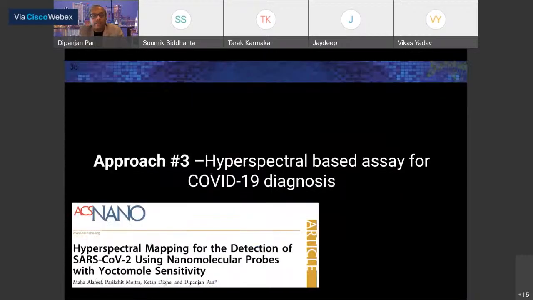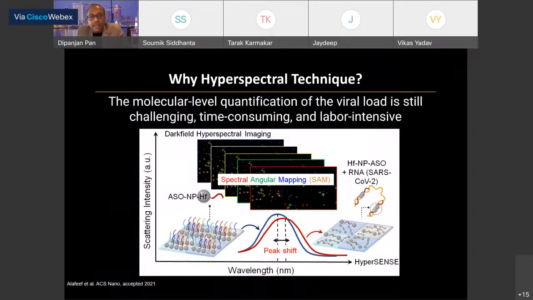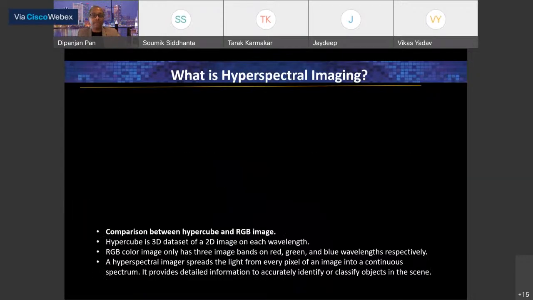Now, with that, I would like to talk about this approach and the hyperspectral based. So this is a molecular level quantification of viral load, but this is challenging and time consuming and labor intensive. So what can we really do to make this happen? So what we propose, and this is the first time someone is really proposing a hyperspectral technique as a method for biosensing. And we published the work in ACS Nano earlier this year, where we are showing that these unique microarrays can be developed, and we can rely on this spectral angular mapping or SAM and look at the peak shift that is happening in presence of the RNA. And a semi quantification can be made.